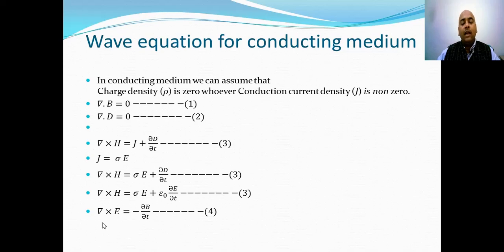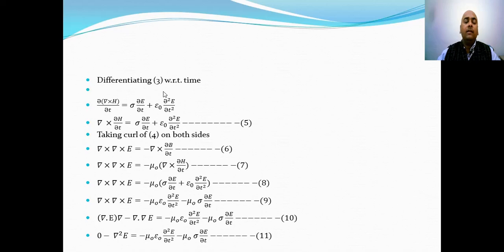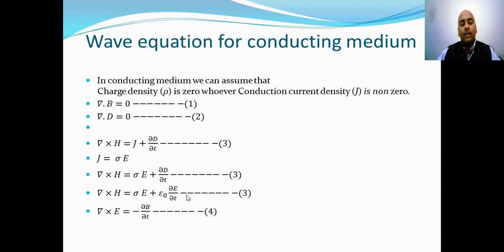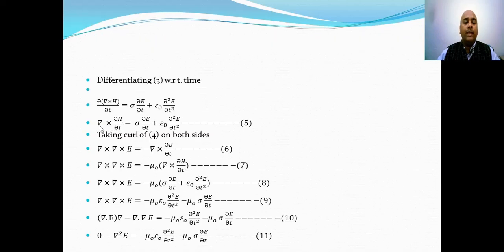And from Faraday's law, we obtain that curl of E is equal to minus ∂B/∂t. So differentiating equation 3 again with respect to time, we obtain that curl of ∂H/∂t is equal to σ ∂E/∂t plus ε₀ ∂²E/∂t².